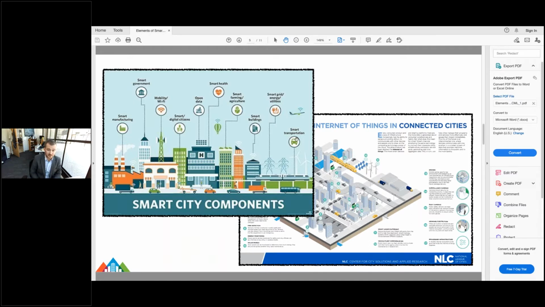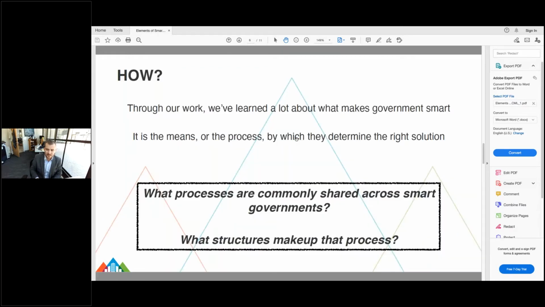Whether you're connecting your water infrastructure or your buildings or your utility grid, that is what most people think of as smart cities. But to do that well, we think that there is a structure that needs to be in place in order for governments to assess what sorts of technologies they can use in order to improve their government. So we've gotten to work with a lot of smart cities across the state and across the country.